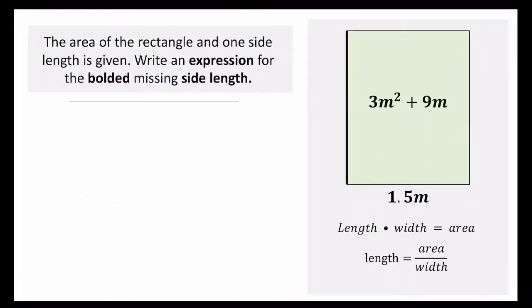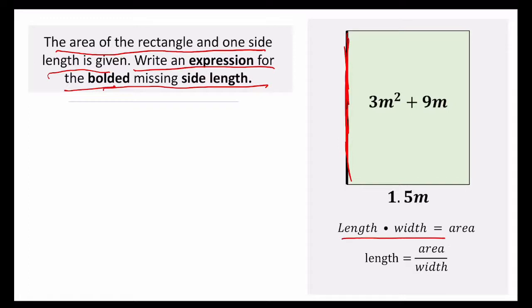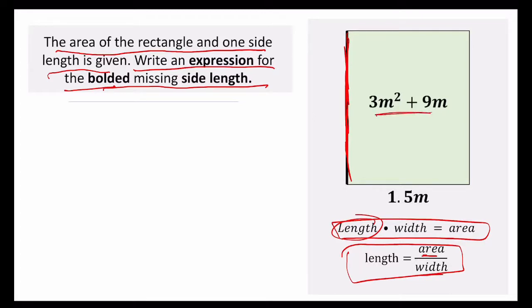And then I'm going to give you a classic problem here. You're going to be given an area and a side length, and you need to figure out what the missing side length is. So the area of the rectangle and one side length is given. Write an expression for the bolded missing side length. So here's our bolded missing side length. Give you some hints here in case you forgot. Length times width for area, right? And then if you isolate length here, it'll become area divided by width. So that's what we're going to do. We're going to take our area right here and divide it by our width.